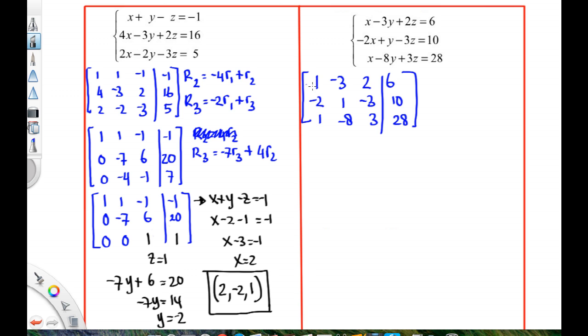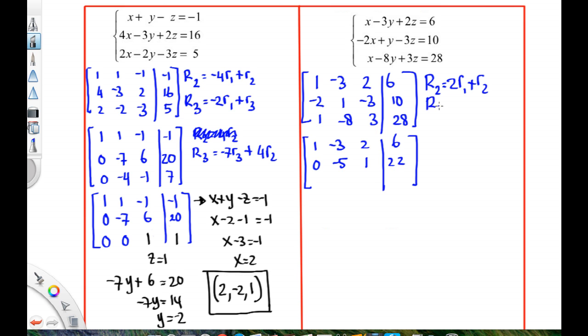I have a 1 here, which is great. I want a 0 here. So what do I want my new R2? Well, if I take 2 times R1 and I add it to R2, I should get a 0, right? So 1, negative 3, 2, and 6 does not change. So 2 plus a negative 2 is 0. And negative 6 plus 1 is a negative 5. And 2 times 2 is 4, plus a negative 3 is equal to 1. And 12 plus 10 is equal to 22. Alright, hopefully I did that right.